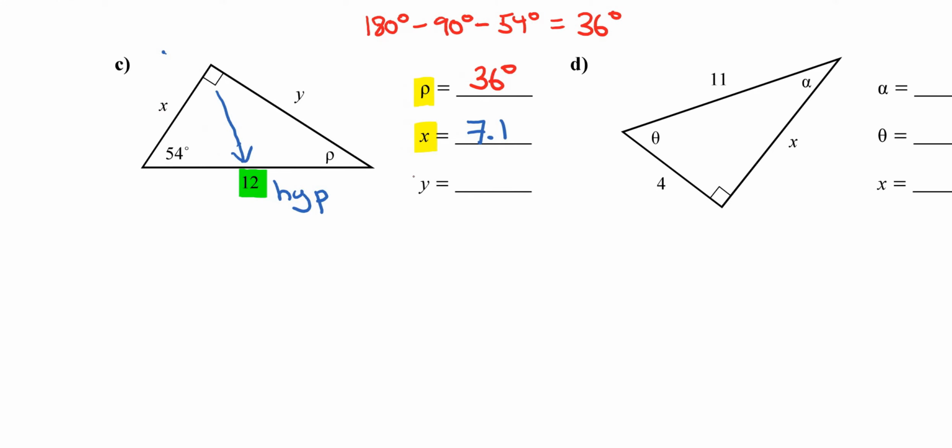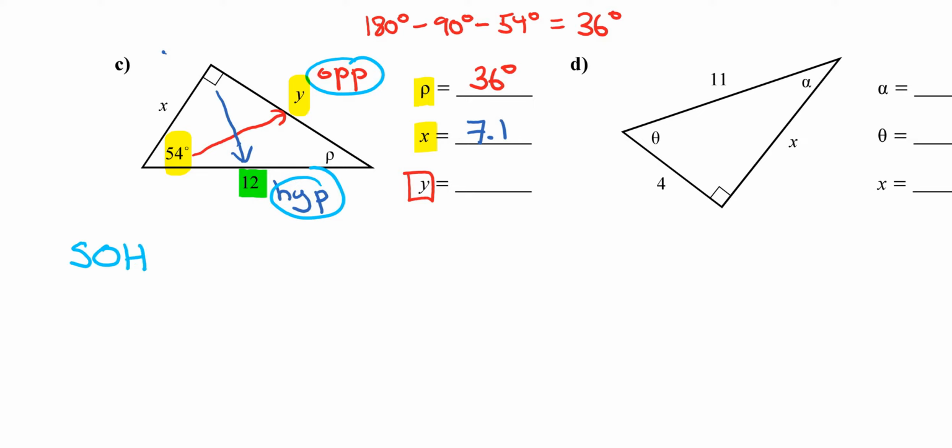Okay, the last part of this problem is I need to find side y. So if I take a look at the y here, I still have the 12 as a hypotenuse, and I still have this 54 degrees. So with respect to the 54 degrees, the y is the opposite, right? All right, so now you need to consider the opposite and the hypotenuse, and which trig function uses the opposite and the hypotenuse? That would be the sine function, right? Sine uses opposite and hypotenuse.